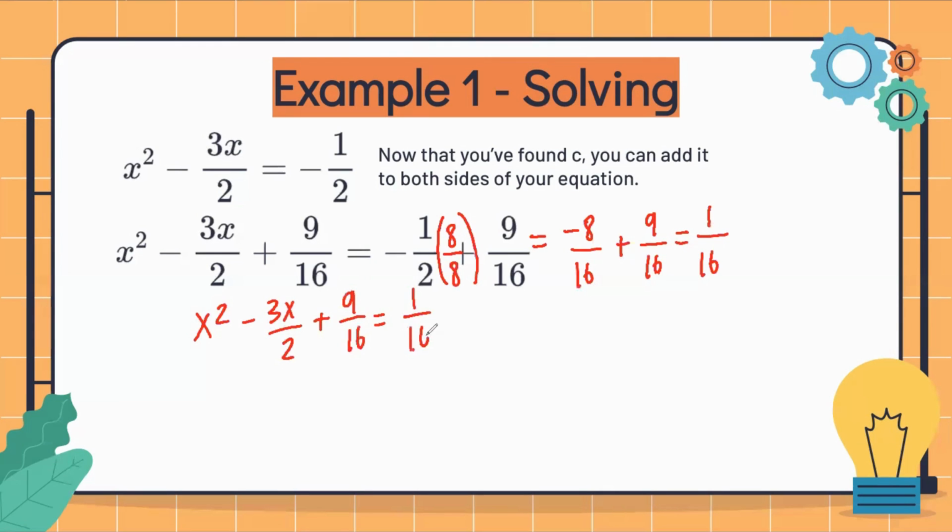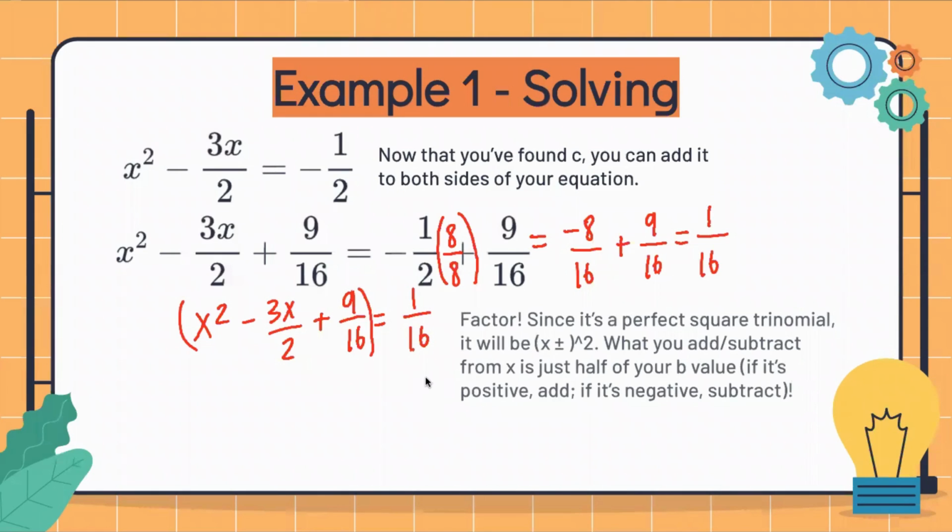over 16. And now you want to go ahead and factor the left side of your equation. The way you would do this is, since it is a perfect square trinomial, your basic format is just going to be x plus or minus a value and then squared. What you add or subtract from x is just going to be half of your b value. In this case, our b value was negative 3 over 2.